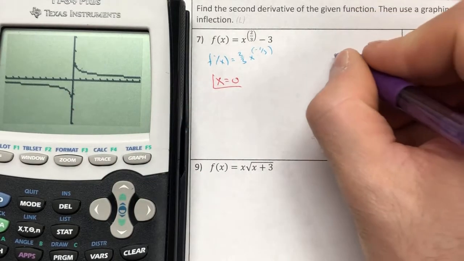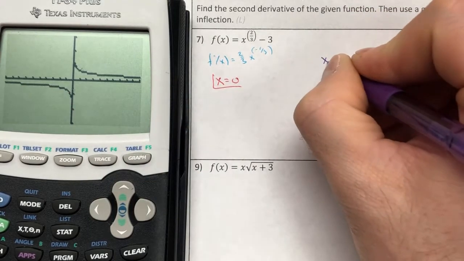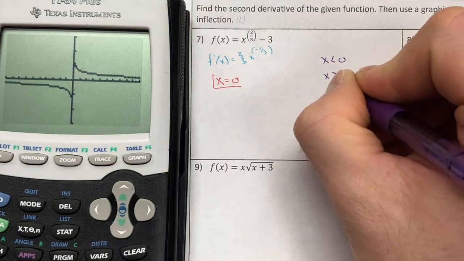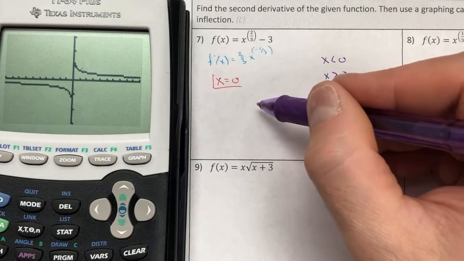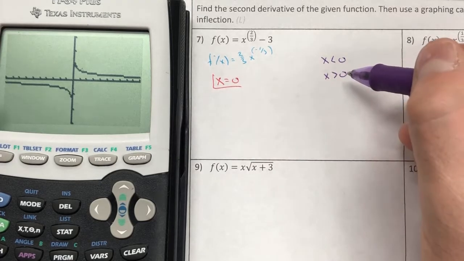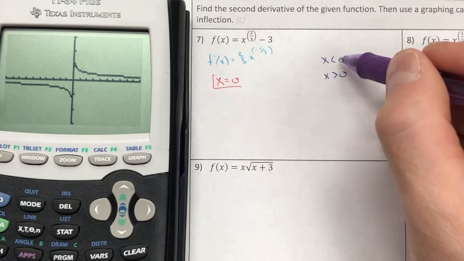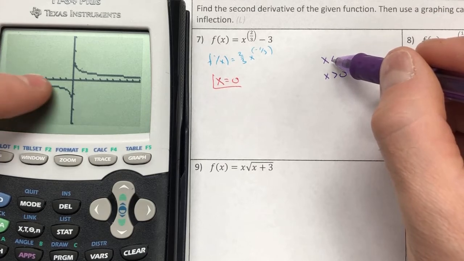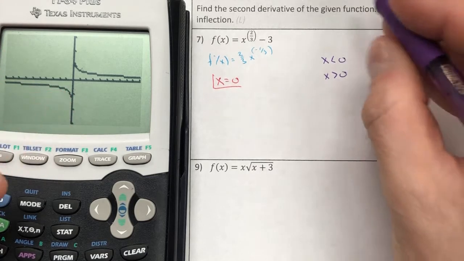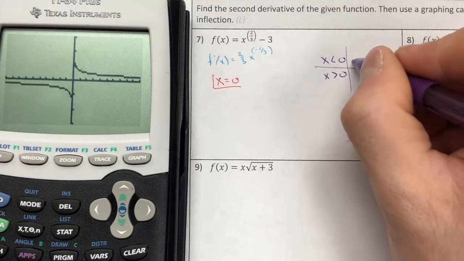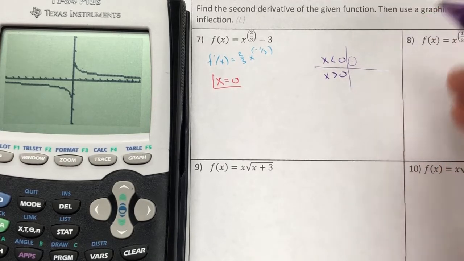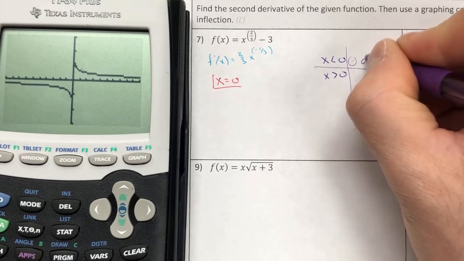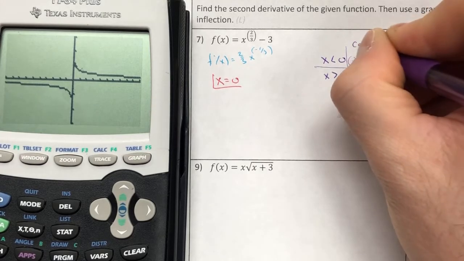So over here in my answer key, when x is less than 0 and when x is greater than 0, again, I would normally have to calculate the second derivative to see what's going on, but not a big deal. When x is less than 0, I notice my slope is going downward. And we know a downward slope, which would mean a downward output for the second derivative, means it is concave down.